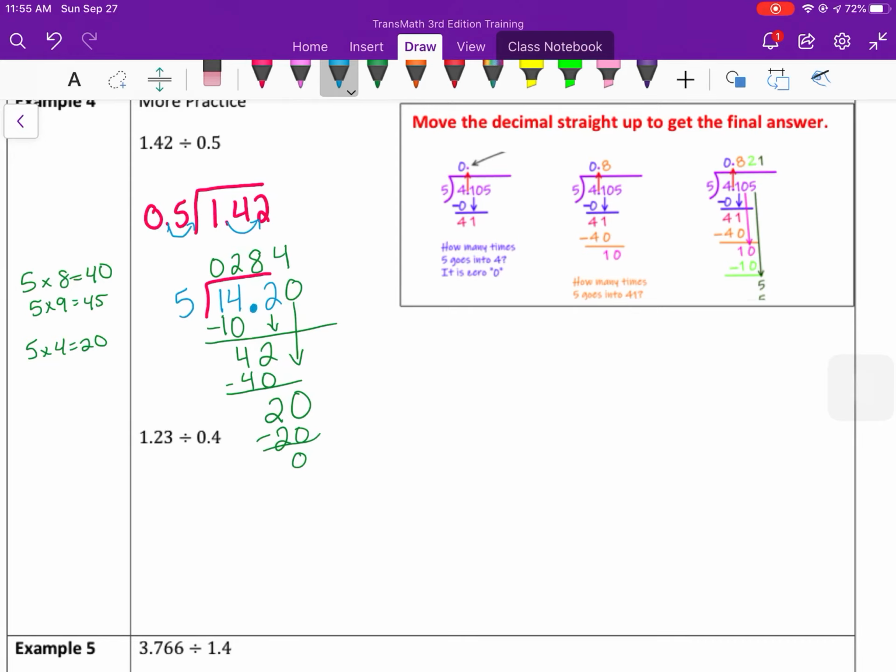Then, to write our final answer, we take the decimal point in our original problem and we move it straight up. So the decimal goes right there. So our final answer will be 2.84.